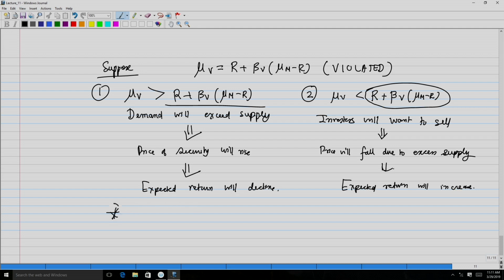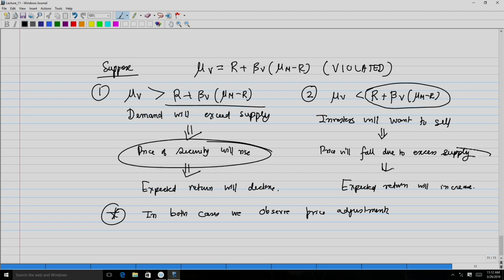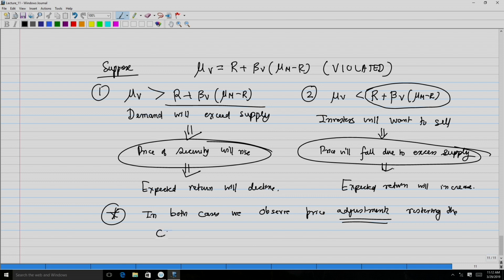So, to sum it up, in both cases we observe price adjustments. That means, in this case the price of the security rose, and in this case the price of the security fell. So, in both the cases we observe price adjustments restoring the CAPM formula and consequently the state of equilibrium.